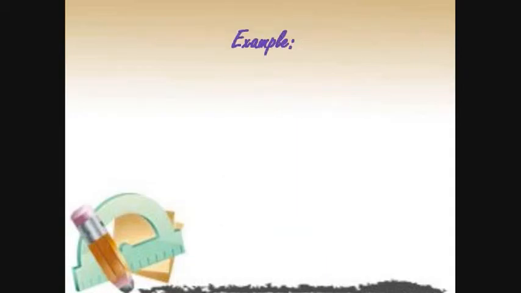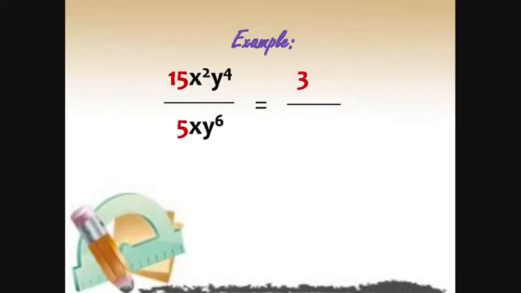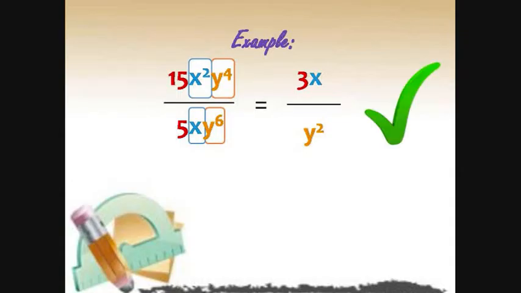Let's try another example. Here we have 15x squared y exponent 4 divided by 5x y exponent 6. First, we divide 15 by 5 to get 3. Next, we notice there are 2x at the top and 1 at the bottom. So, our answer will have 1x at the top. Also, we see there are 4y's at the top and there are 6y's at the bottom. So, there will be 2y's left at the bottom. So, this is our final answer.